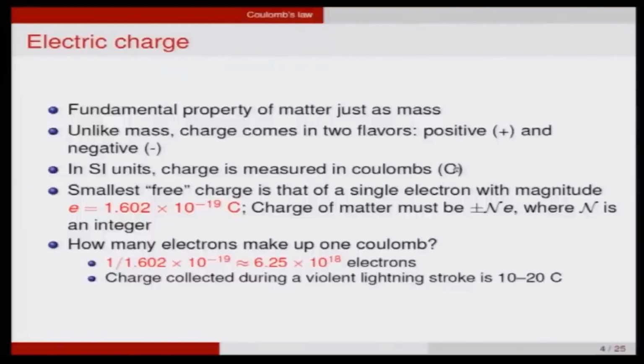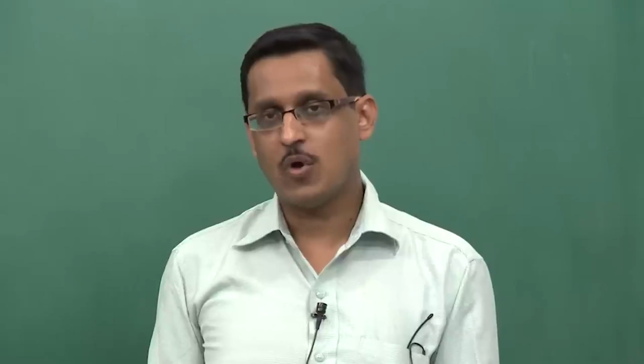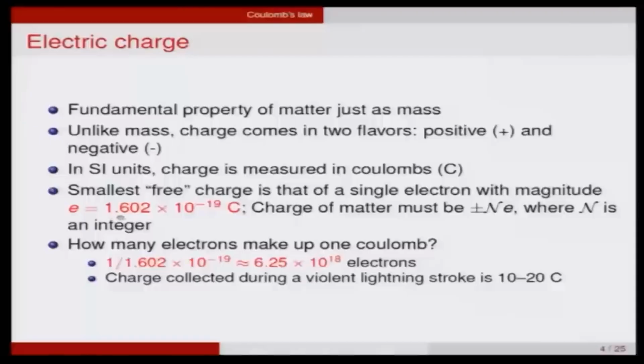Okay. Now, I just now told you that matter is made up of atoms and atoms are made up of electrons and nucleus. Okay. Electrons are the smallest free charges that are available to us, and the magnitude of these charges is 1.602 into 10 to the power minus 19 coulombs. So, please note here the order of magnitude, this is 10 to the power minus 19, a very small number.